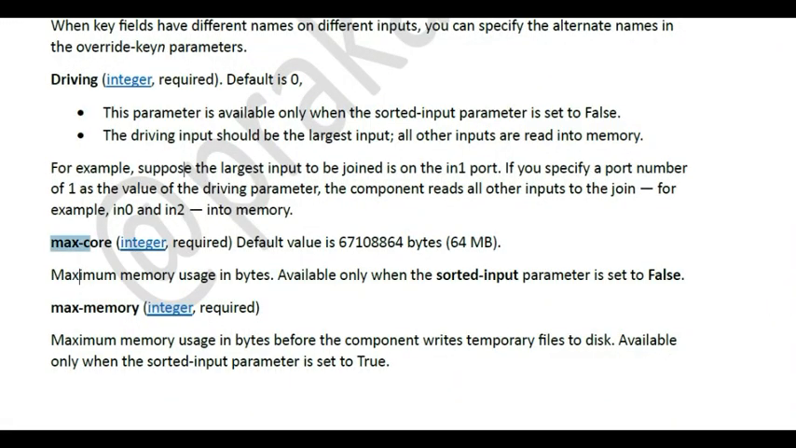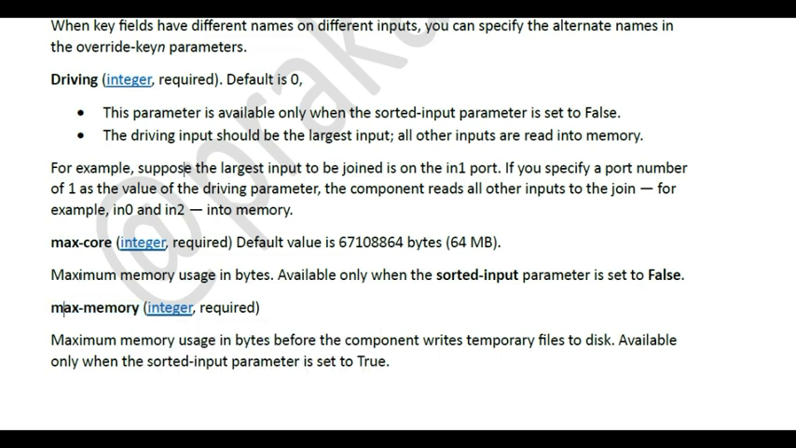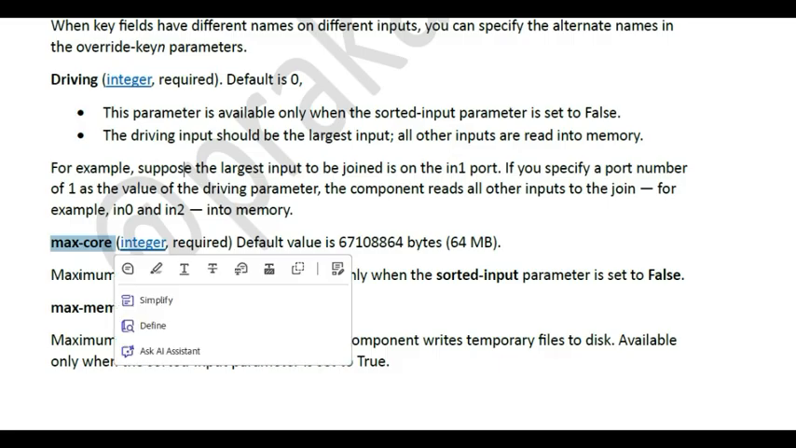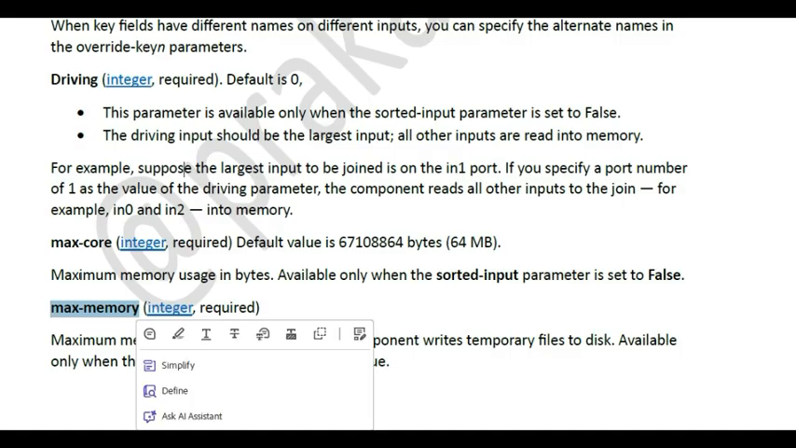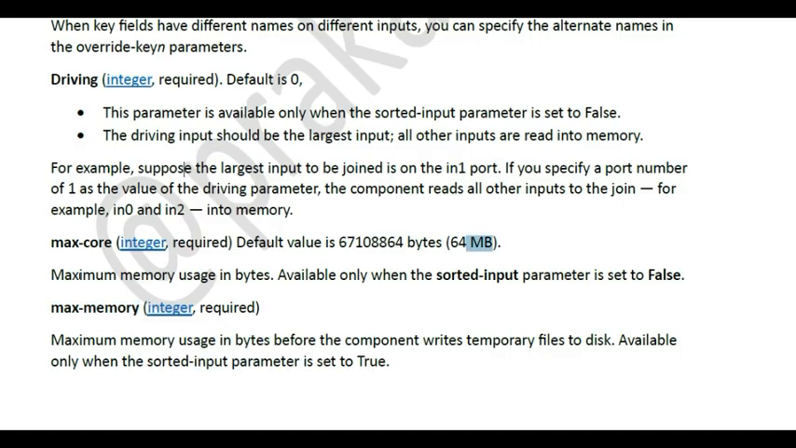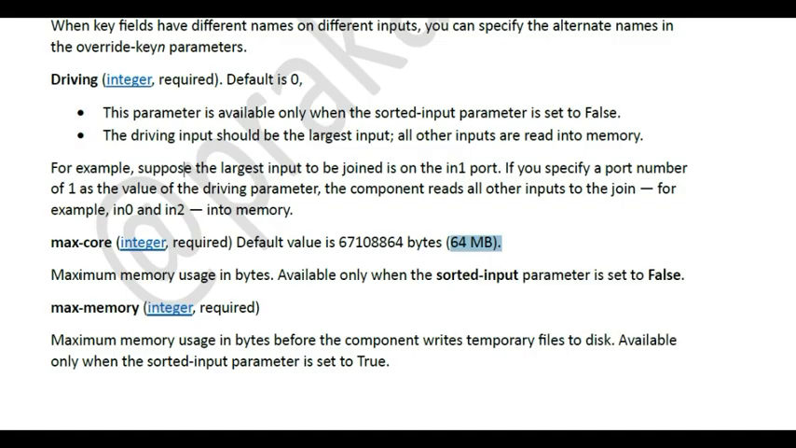So next we have max core and max memory. These two parameters will be enabled based on your sorted input parameter. If the sorted input parameter is set to false, then max core will be enabled. If your sorted input parameter is true, then max memory will be used. The default sizes are already there: 64 MB for max core and 8 MB for max memory.